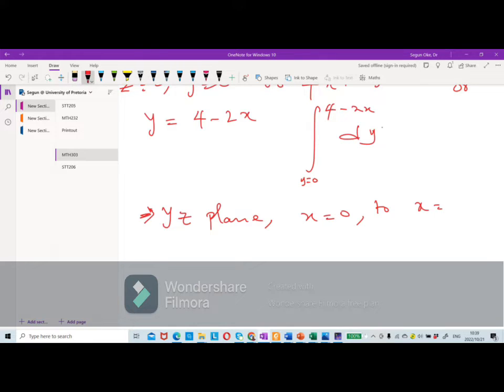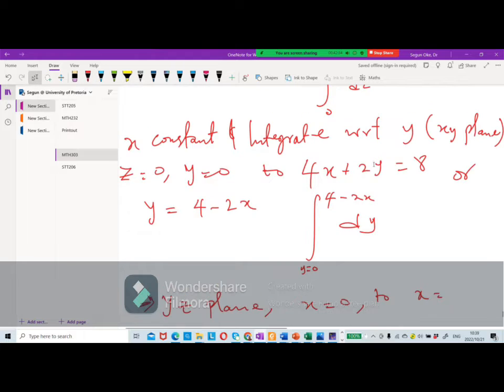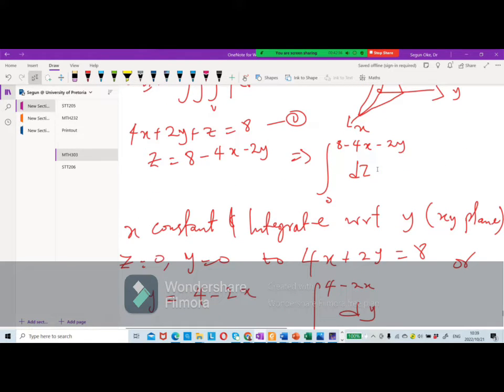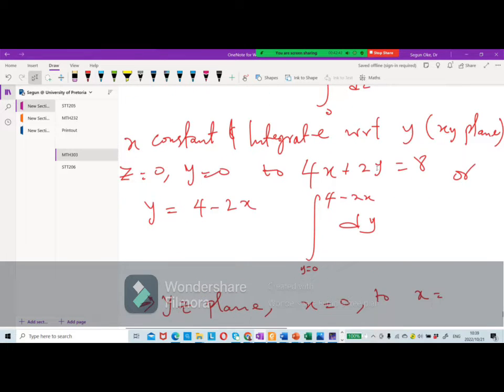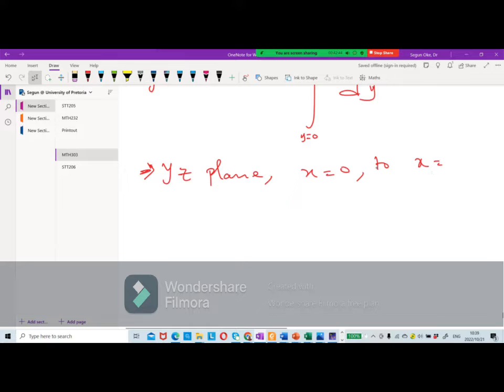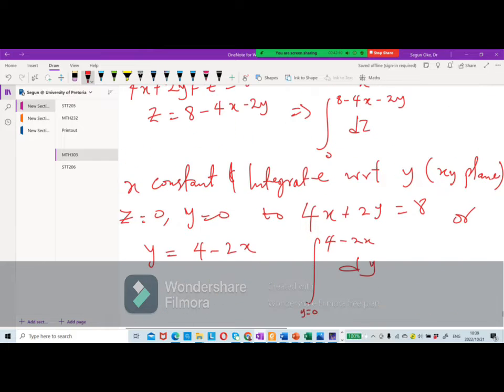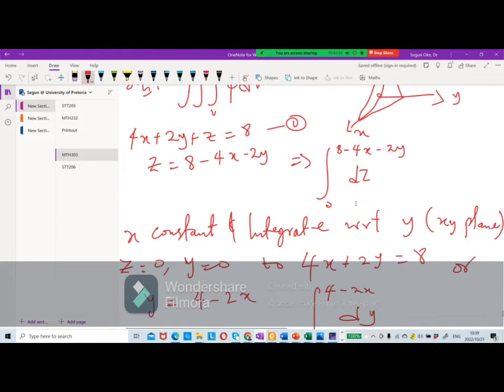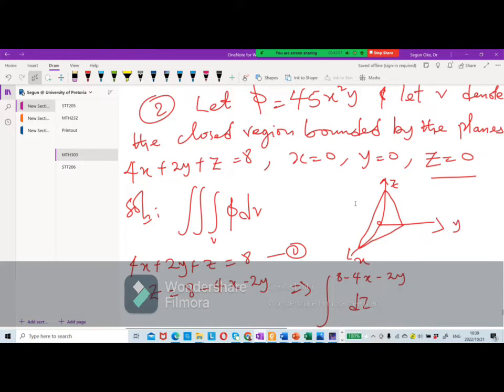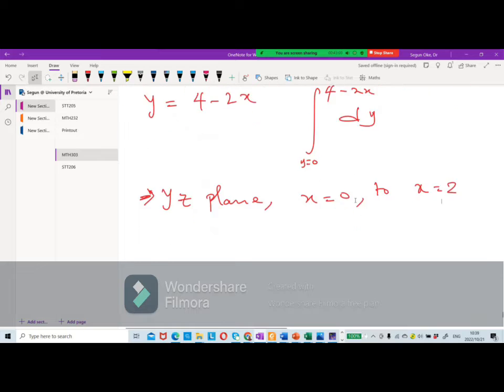So we make y and z equal to 0, sir. Yes, y and z equal to 0 from here. Then find your x to be 2 from equation 1.